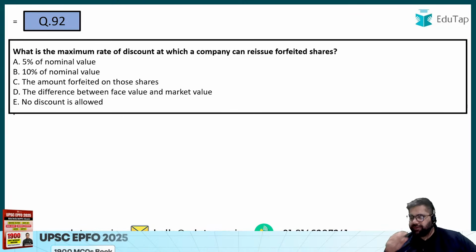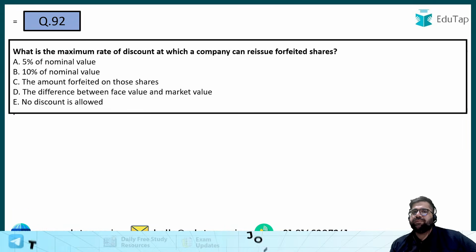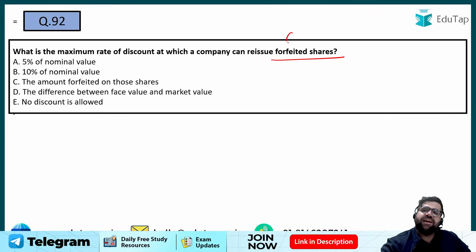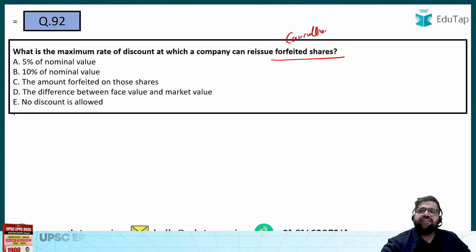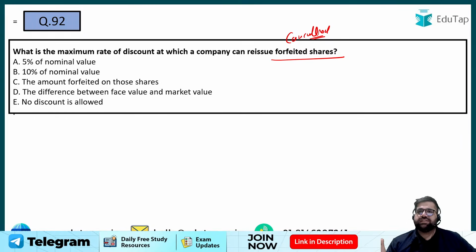Now it will be a little tougher. The last 10 questions are tough, obviously. Question number 92. What is the maximum rate of discount at which a company can reissue forfeited shares? Forfeited shares are those shares which I have cancelled due to non-payment. I did not get the payment, so I cancelled them.